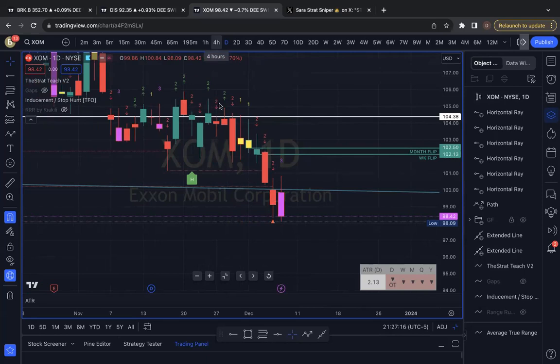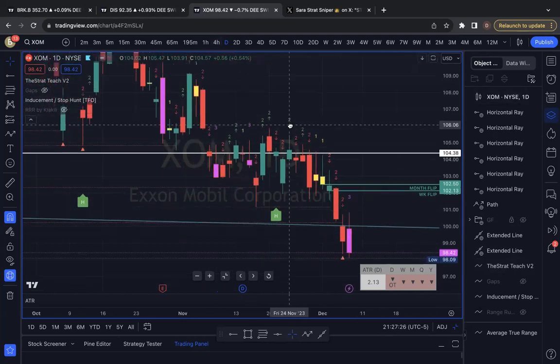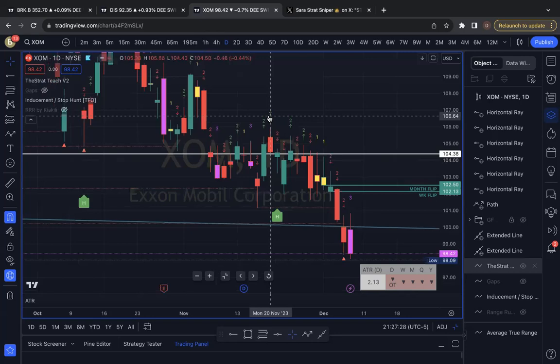I know the strat is mainly for daily plays, but could you use this on a 5-minute chart? Yes. The strat is literally for all time frames. The strat can be used on a 1-second chart if you really like that. It has nothing to do with the time frame itself.